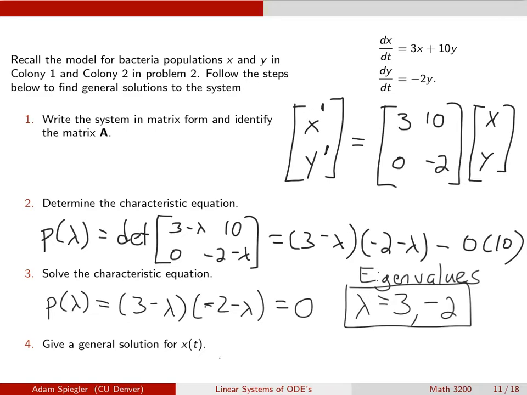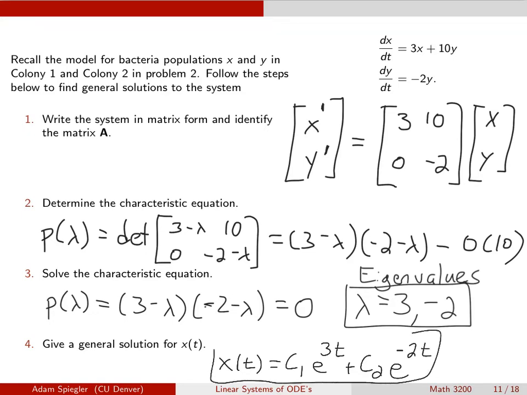So at this point, I know that my general solution for x I could write as some arbitrary constant times e to the 3t plus some other arbitrary constant times e to the minus 2t. So that gives us our solution for x. And then we can use this to figure out what the solution is for y. I ran out of room, so I'll do that on the next slide.